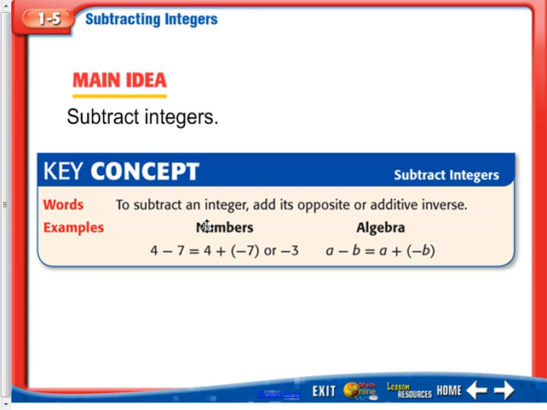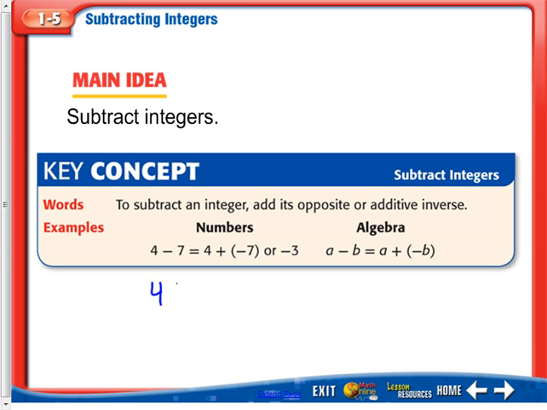All right, in lesson 1-5, we're going to be subtracting integers. So if we look at the key concept here, to subtract an integer, add its opposite or its additive inverse. Basically, that means subtracting a positive is just like adding a negative. So in this case, 4 minus 7, we can also write 4 plus negative 7.